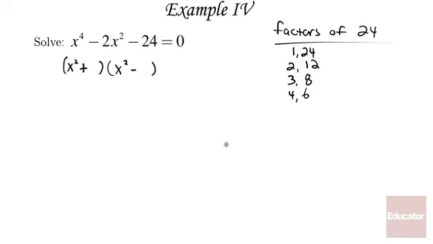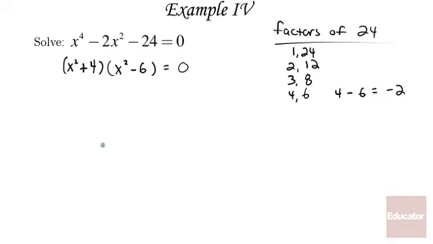Now, this is a lot, but I don't have to work with all of these. I want to find ones that are close together, because their sum is just going to be negative 2. So the closest together are 4 and 6, and I see that one is positive, one is negative. Well, if I make 4 positive and 6 negative, their sum will be negative 2. So I know that that's what I want. I want the 4 to be positive, and I want the 6 to be negative, and this all equals 0.